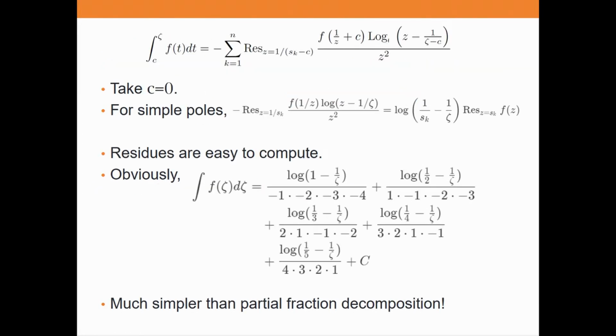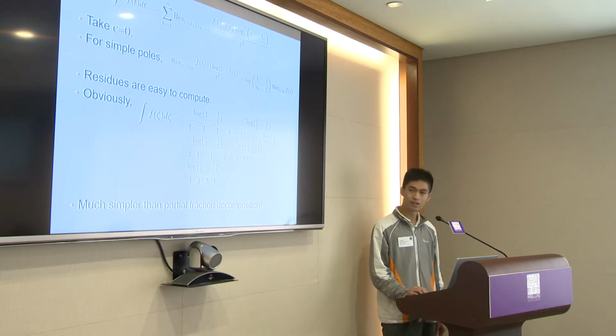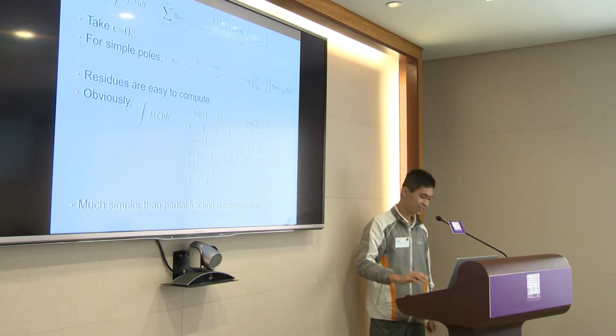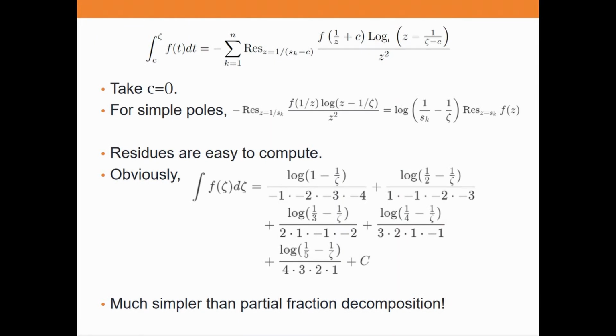So we would like to make use of this formula that we derived. Firstly, we'll take c equals 0, and also we will make use of this simple, well-known identity for simple poles. Because the residues here are easy to compute, we can obtain the long expression here in less than a minute if you are familiar with this formula. And this is much simpler than partial fraction decomposition.